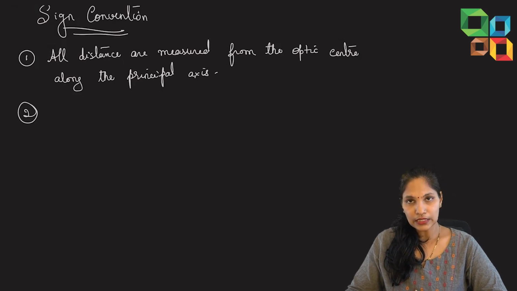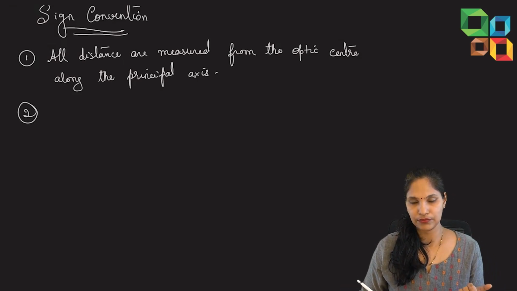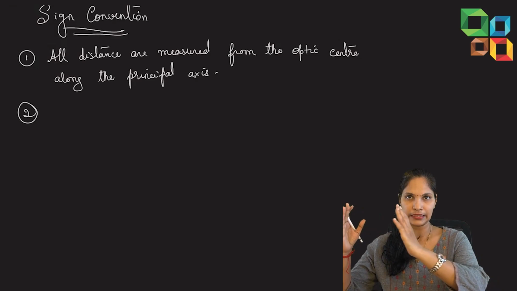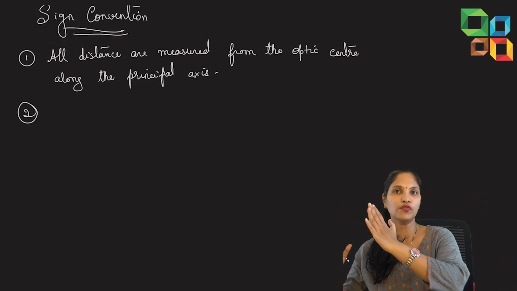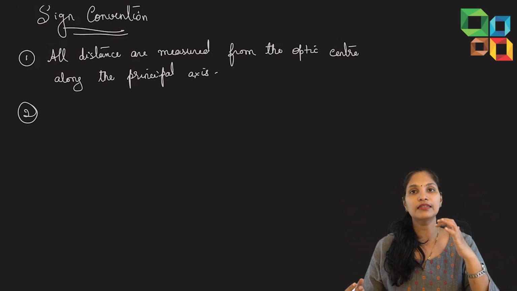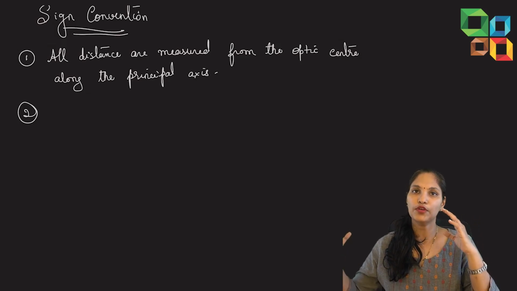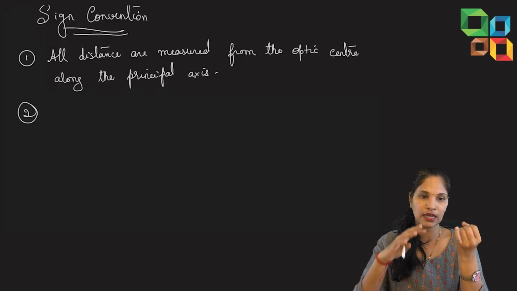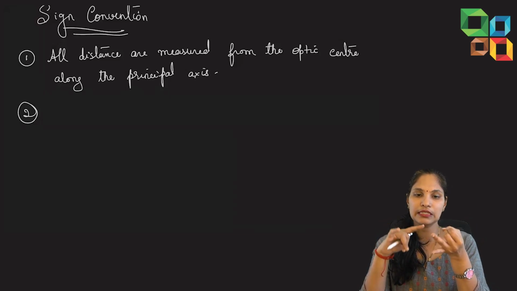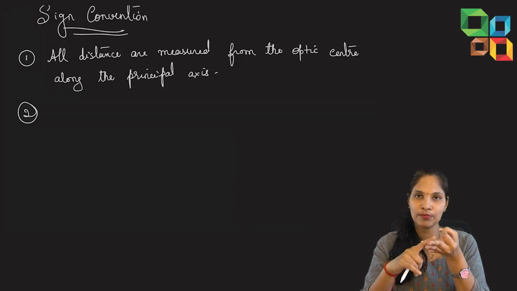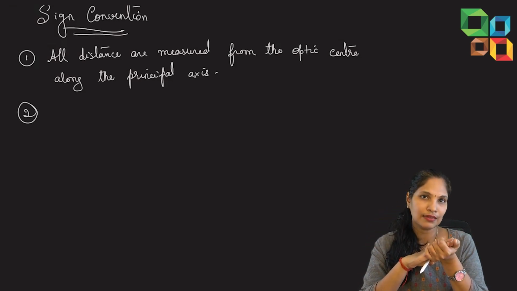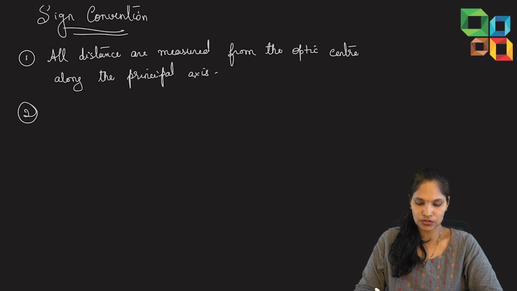Second point now: when to take things positive, when to take things negative. If you are going in the direction of the incident ray, like if the incident ray was going like this and your measurement is also following that direction only, then things should be taken positive. If you're going in the reverse order, then it should be taken as negative. Any measurement, it can be object distance, image distance, the focal length, the radius of curvature, anything, you should use that sign convention.